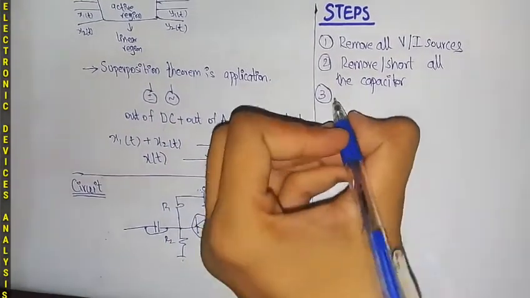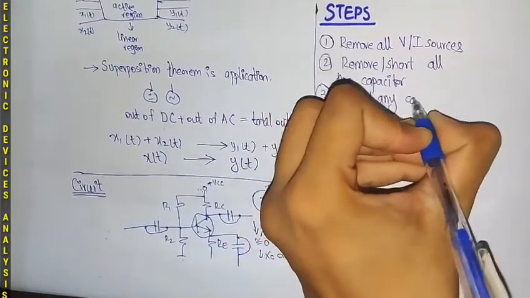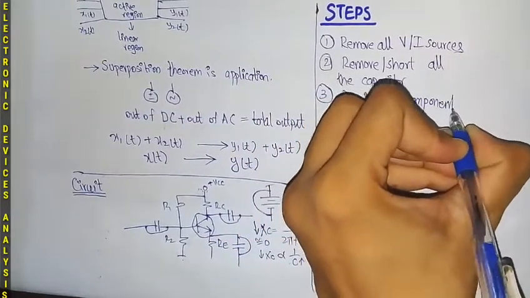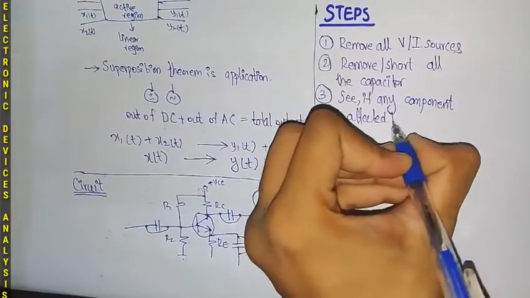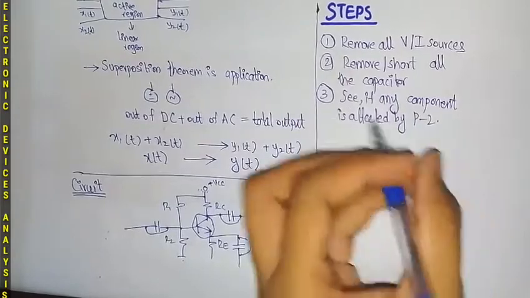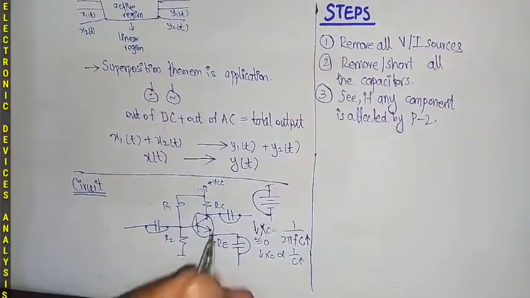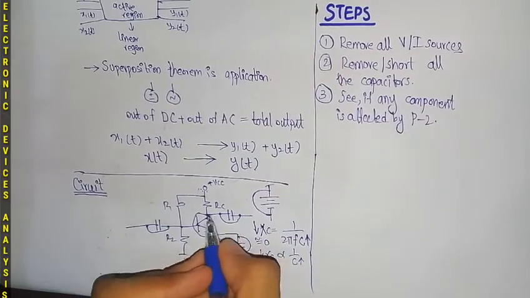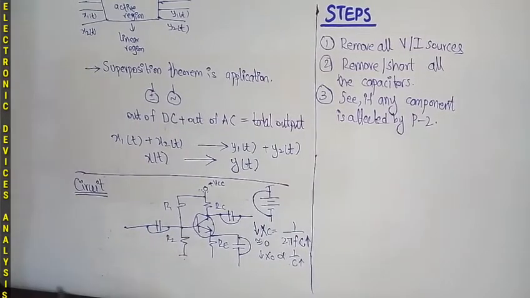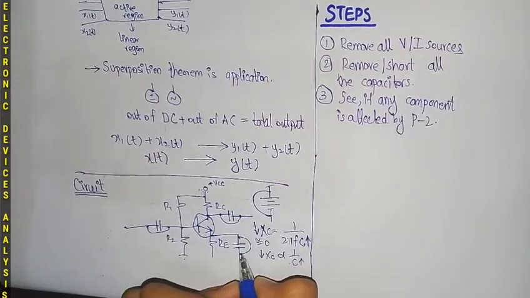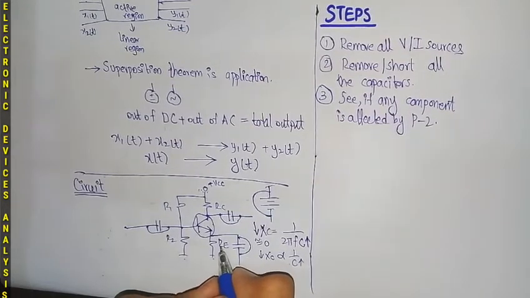So the third step is to see if any component of this circuit is affected by point 2. Point 2 is this: remove all of the capacitors from that circuit. By removing this capacitor, no component is affected. By removing this capacitor, no component is affected. And by removing this capacitor, one component is affected, and this component is this resistance RE.